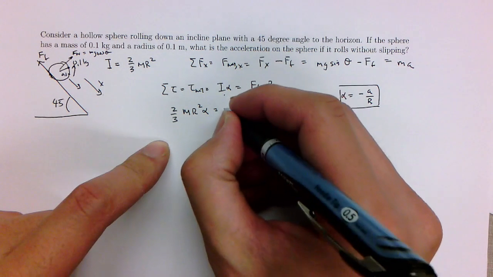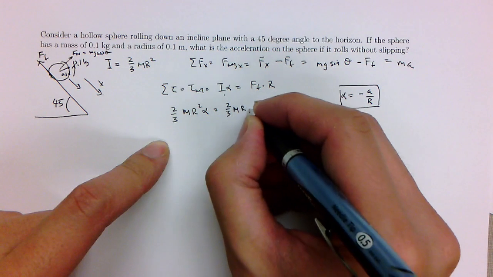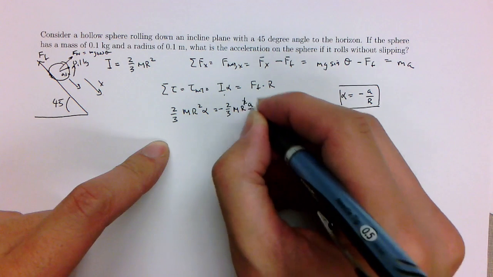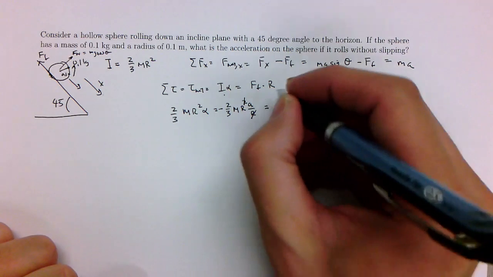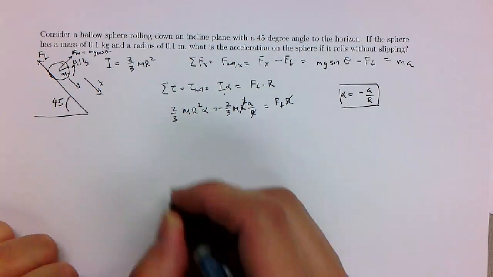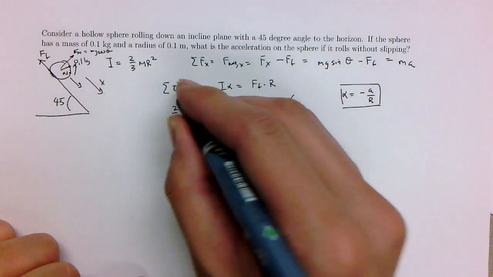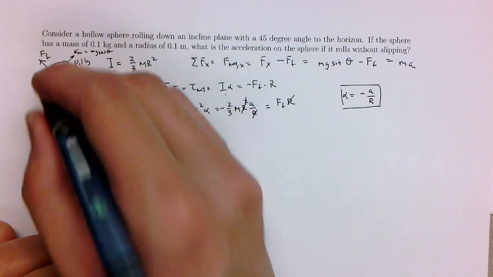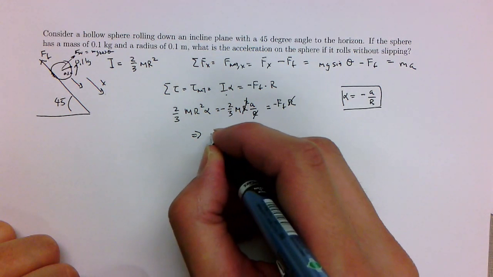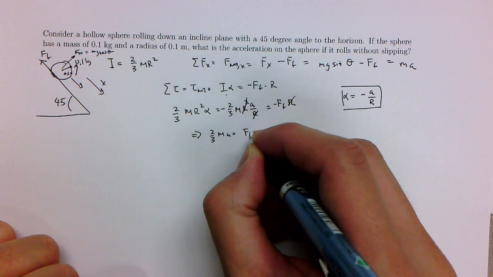This is going to equal 2/3 mr times minus a over r squared. So the r squared will cancel one of these. This is going to be equal to the force of friction times r. Lo and behold, the r's will cancel out on both sides now. Beautiful. Now I have, and this should be an overall minus sign because remember, the x direction is positive this way, something that looks like 2/3 ma is equal to the force of friction.